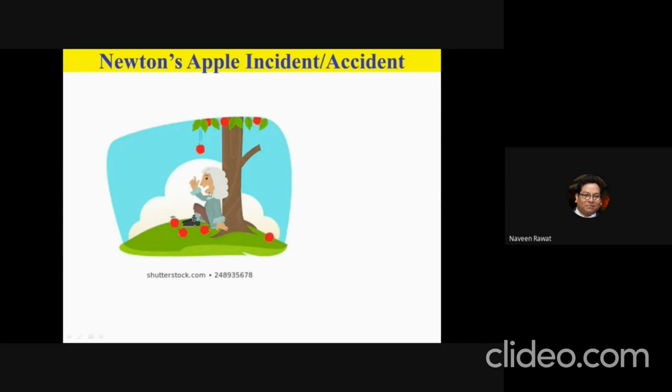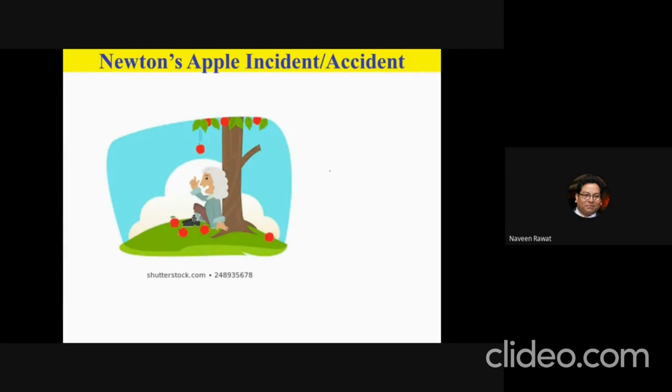Exactly. That is essentially the question Newton asked. The question he asked was, why is this apple falling in this particular direction? Why isn't it going left or right or upwards? Why is it going exactly in this direction?